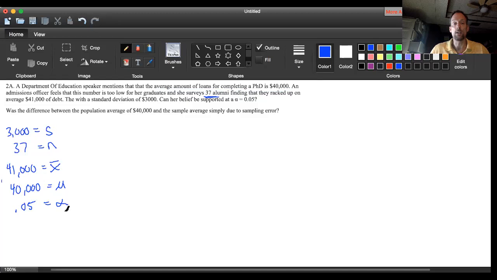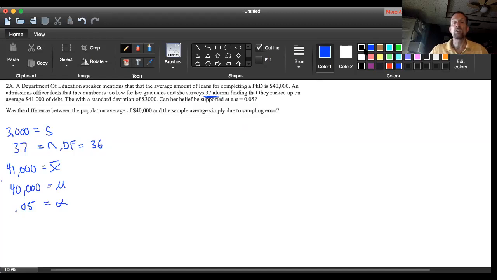is my alpha value. Okay, now since we're going to end up using the t-distribution, we're going to end up needing our degrees of freedom eventually. So one last thing that I'm going to do is add in, next to my 37 sample size, my degrees of freedom is going to be 36.